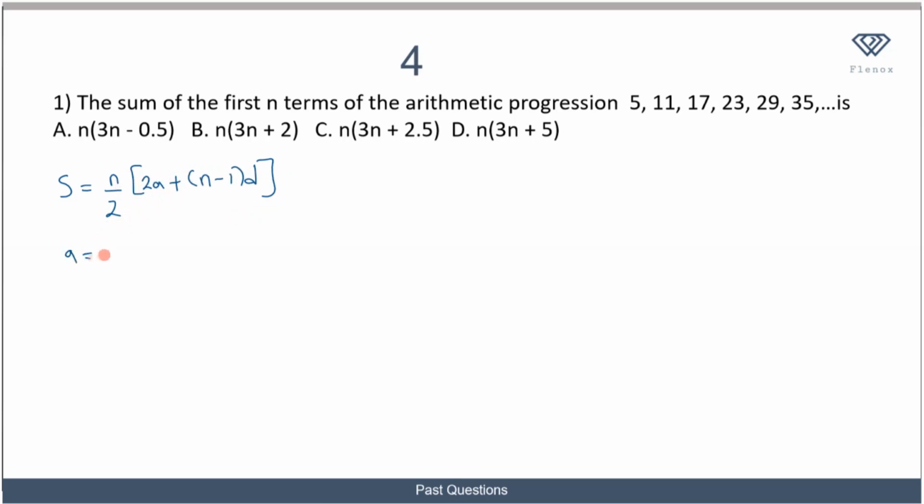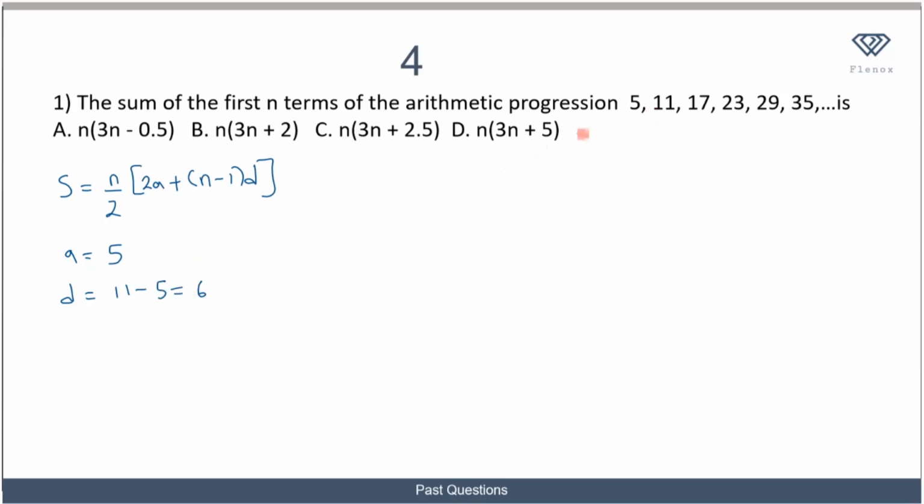So we have n. Now from the progression, we know that our first term a is 5. So our first term is 5, and our common difference d is found by finding the difference between any two consecutive terms. So you can say it's equal to what?